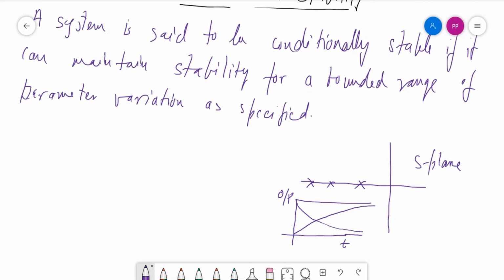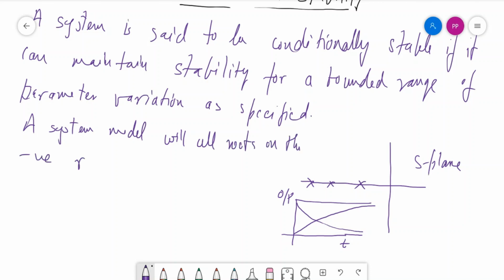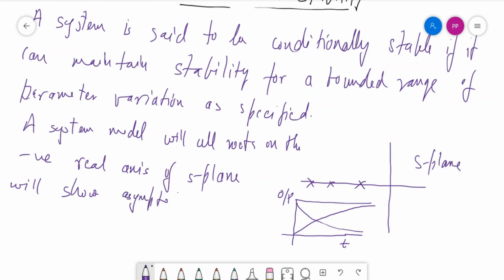So if such a response is obtained from a control system, we say that the system is asymptotically stable, and we can state this as: a system model with all roots on the negative real axis of the S-plane will show asymptotic stability.